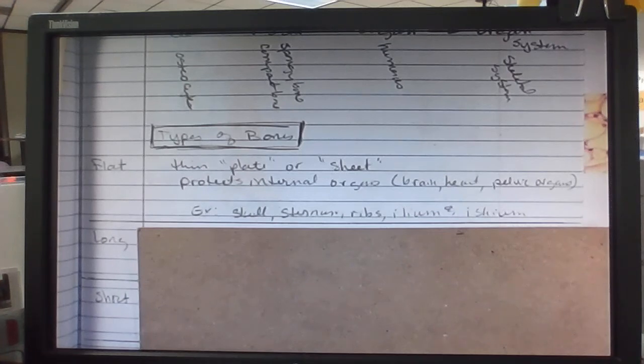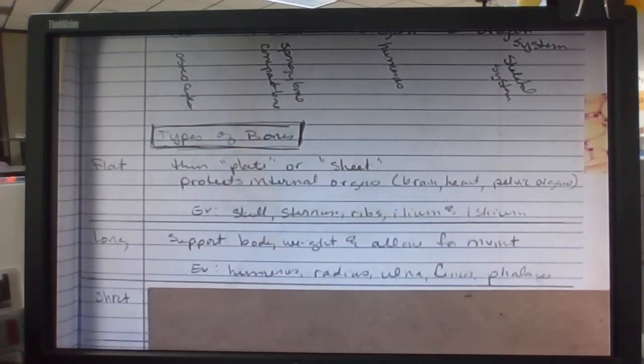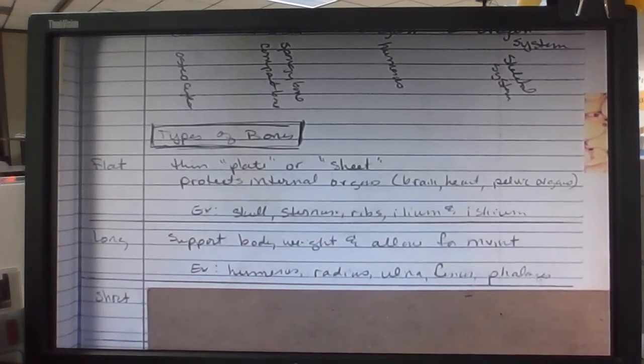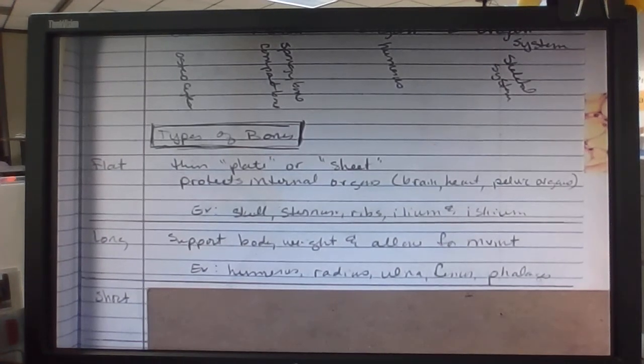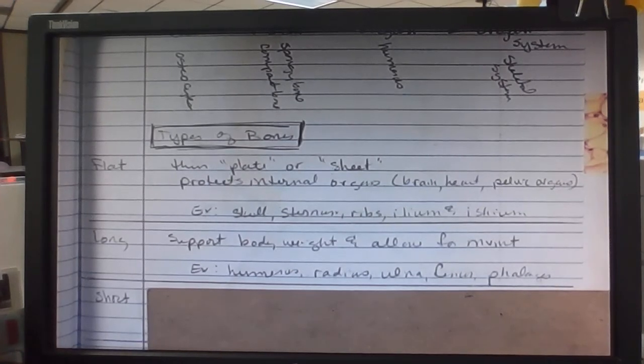Another type of bone is a long bone. The function, the job, the purpose of long bones is to support your body weight and help with movement, because long bones are going to be the ones that are attached to our skeletal muscle. Examples of long bones are the humerus, radius, ulna, femur, phalanges. I mean, the phalanges don't seem like they're very long, but they are long bones.